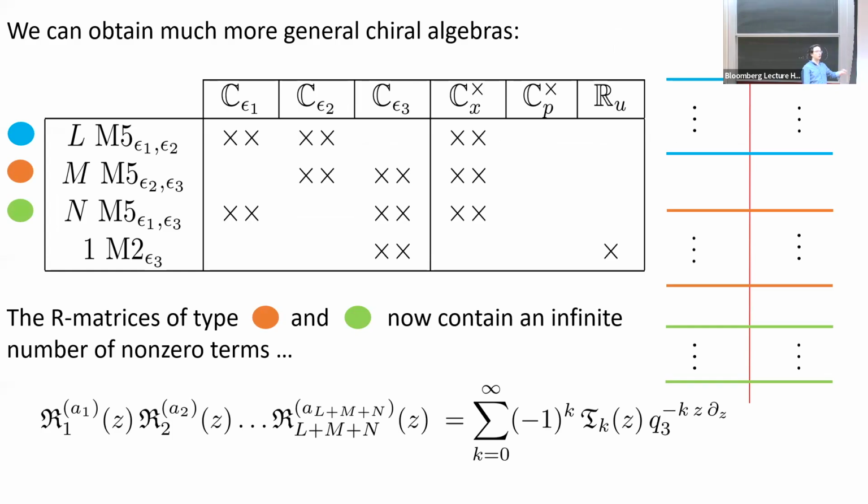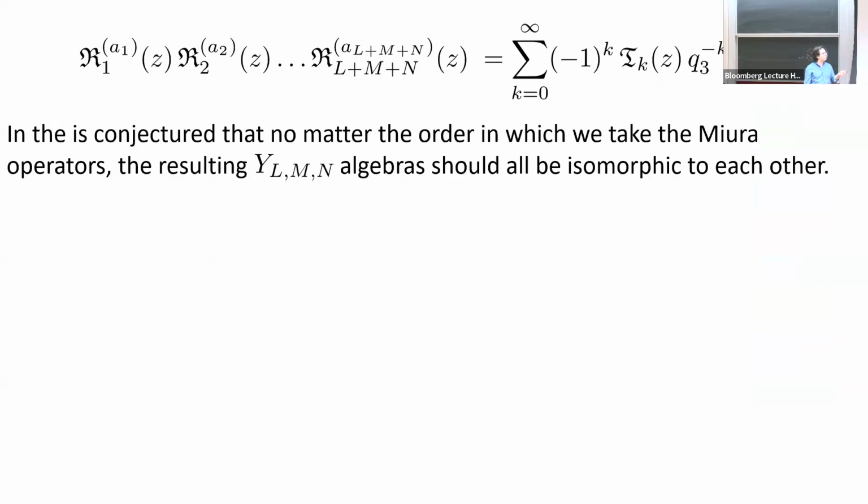So you have to do a lot of work, and in general, it's not known what to do, to show that all the algebras you generate by permuting all the branes, all the colors, are actually isomorphic. But the conjecture is that the order of the Mura operators does not matter, that they are isomorphic algebras after you carry out the transformation.